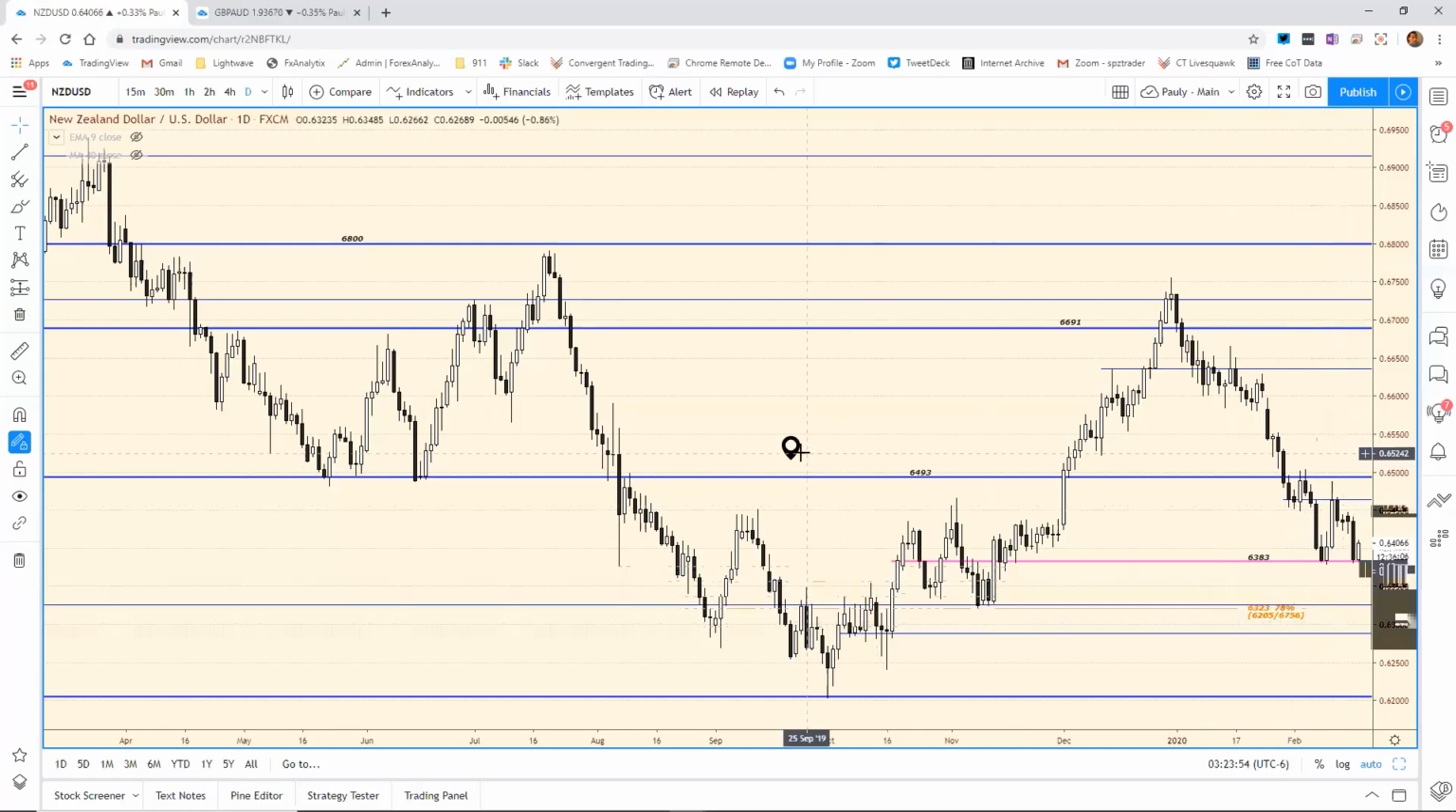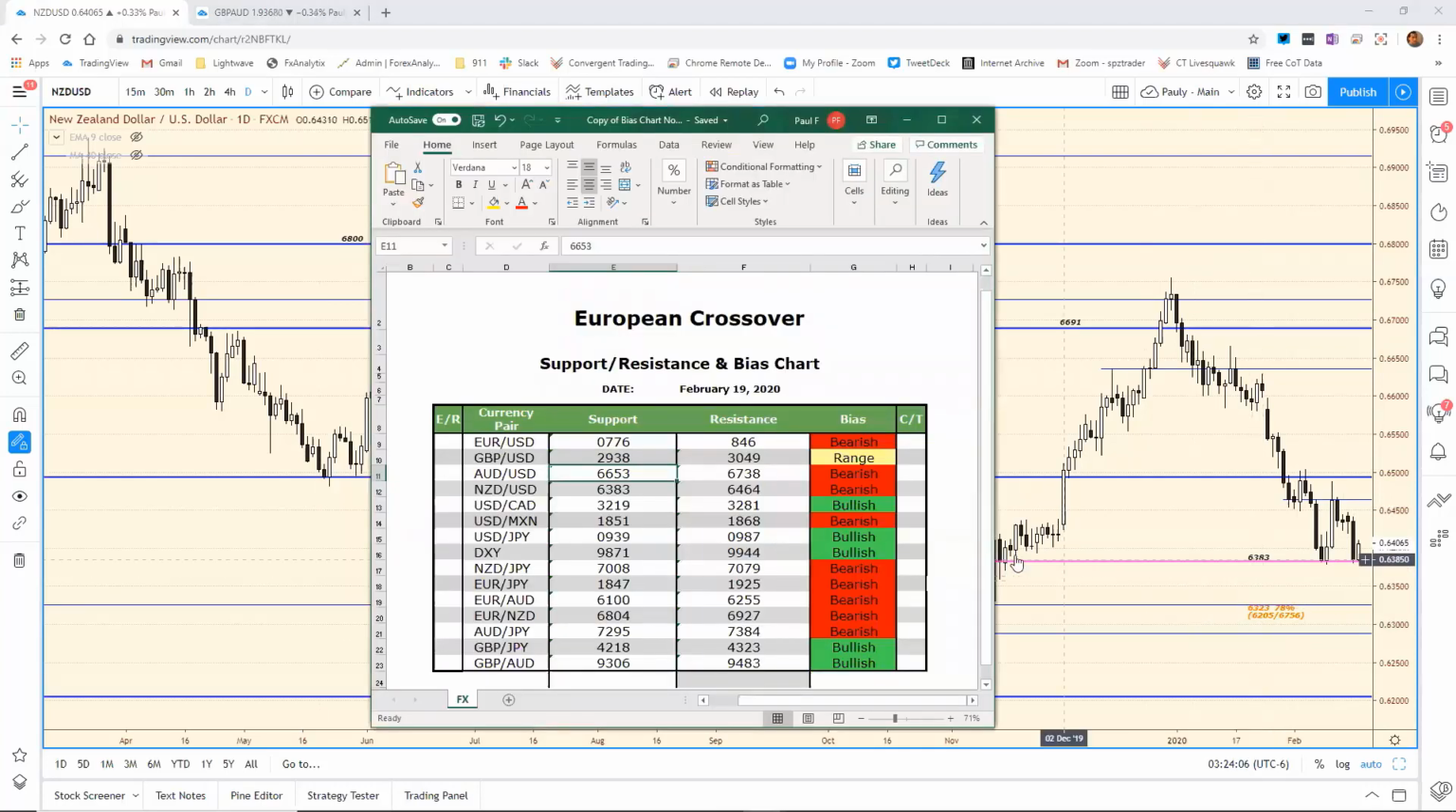So in the meantime, as I mentioned, looking at the Kiwi, at least for now, support is going to remain this 63.83. We're holding there. And on the upside, it's going to be 64.46.